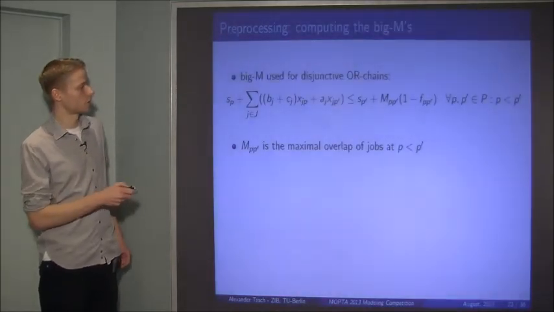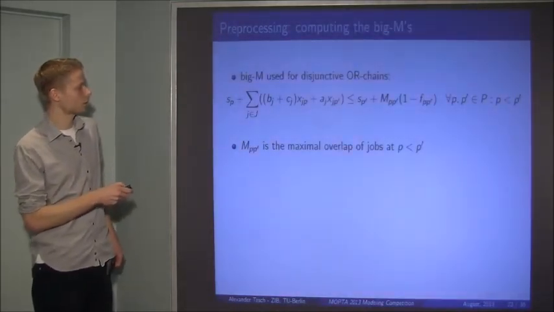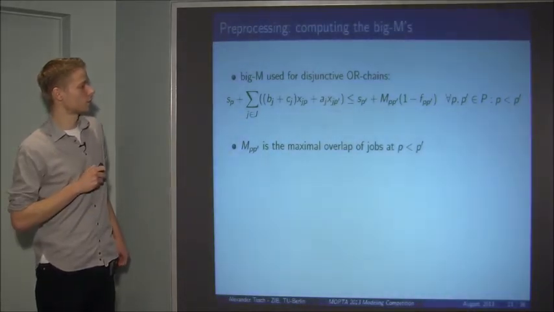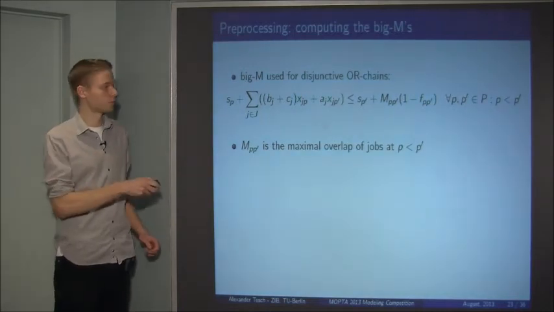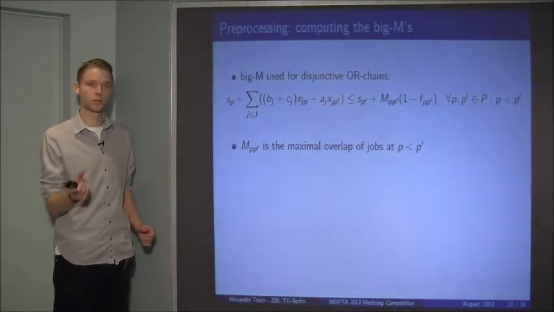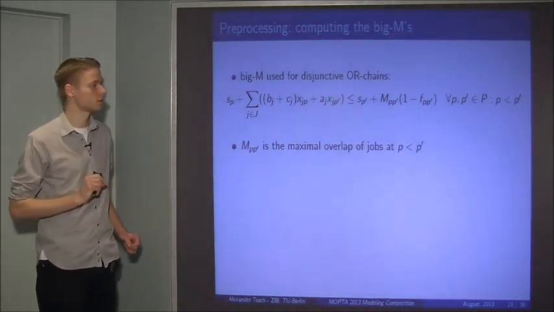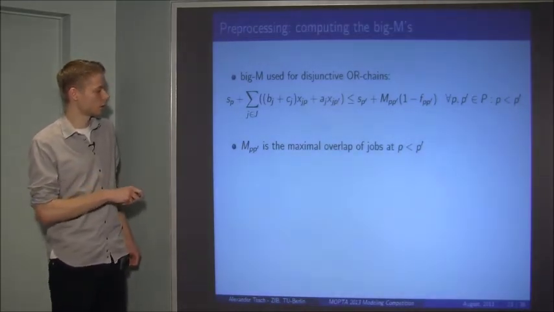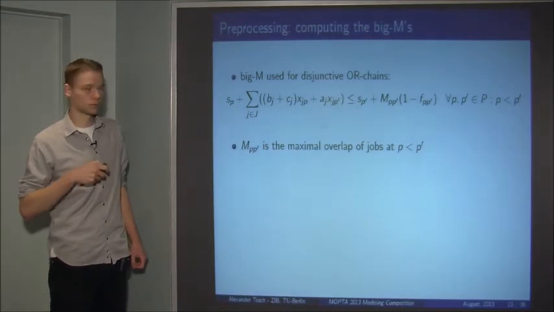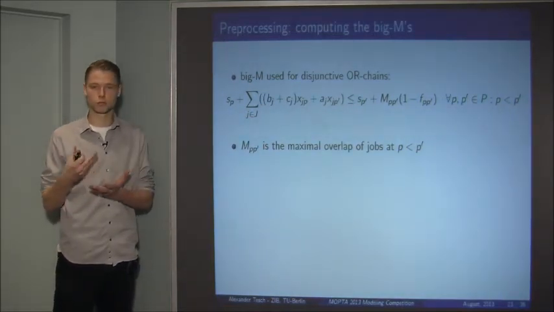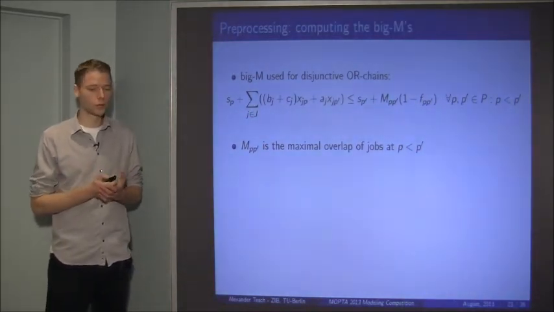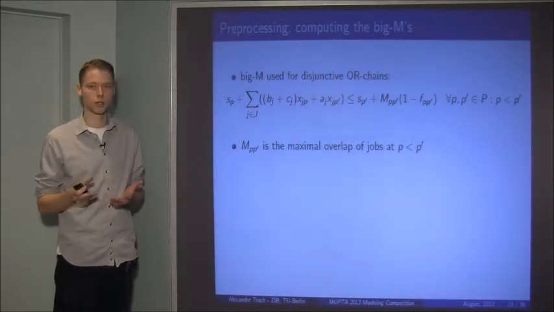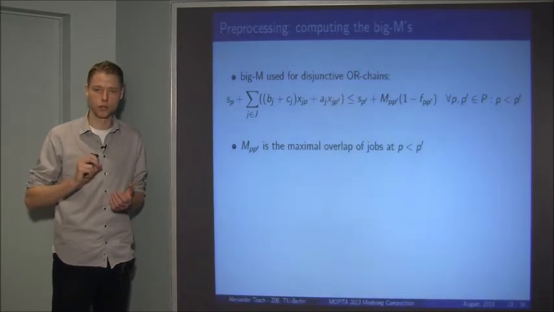For example, we have this constraint here that binds the starting times for the flow variables, that means between positions P and P prime within the sequence. And we can also find the definition of M_PP', as it can be seen as the maximal overlap for jobs at positions P and P prime within the surgeon sequence.